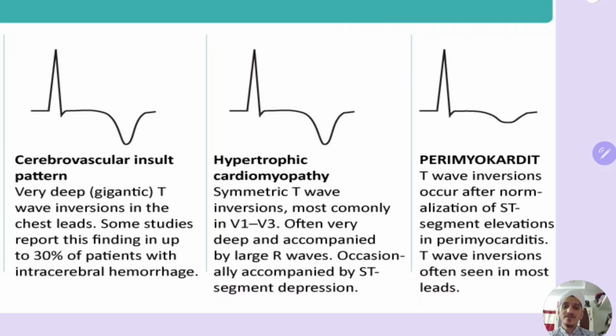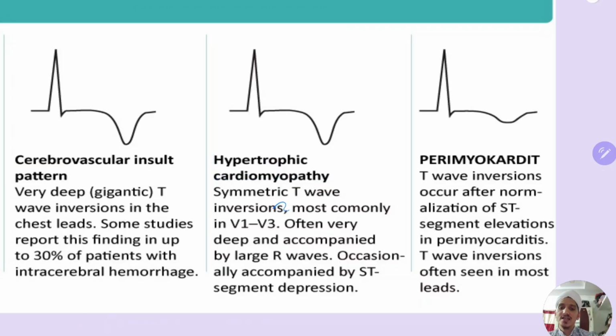Now hypertrophic cardiomyopathy is also one more thing where you can see this. So symmetric T wave inversions most commonly in V1 to V3, often very deep and accompanied by large R waves, occasionally accompanied by ST segment depression. Okay, so that is not due to ischemia but due to hypertrophy of the muscle of the heart, hypertrophic cardiomyopathy. It can be dilated cardiomyopathy. Okay, no, not dilated, sorry, it is hypertrophic cardiomyopathy.